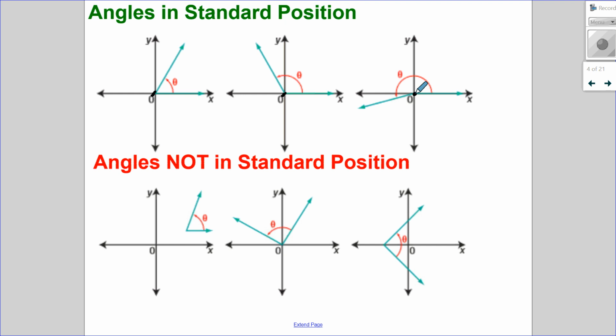These angles are not in standard position. Here, because the vertex isn't at the origin. Here, because the initial arm isn't at the x-axis. And here for both reasons. Vertex is not at the origin, and the initial arm is not at the x-axis.